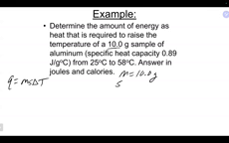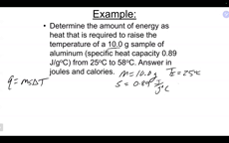We have the specific heat capacity that was given to us at 0.89 joules per gram per degree Celsius. We have our initial temperature at 25 degrees Celsius, and our final temperature here at 58 degrees Celsius. And once again, we're looking for the heat or energy, which is Q in this case. So we basically got everything we need to plug in there.